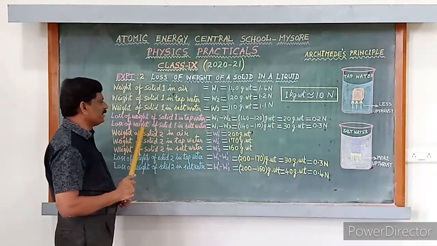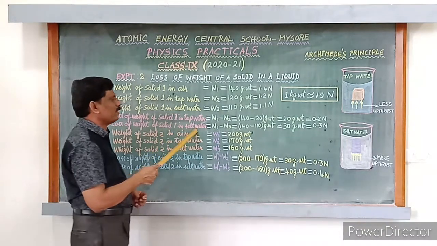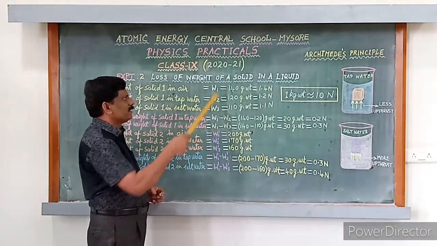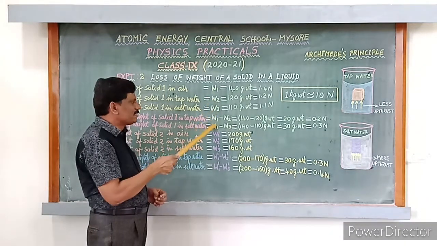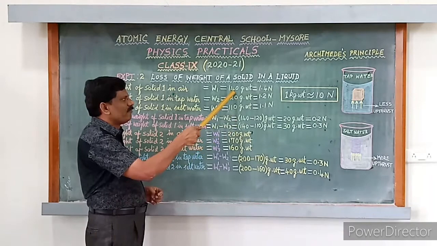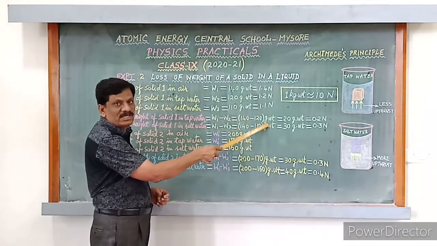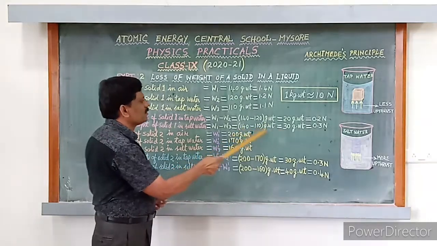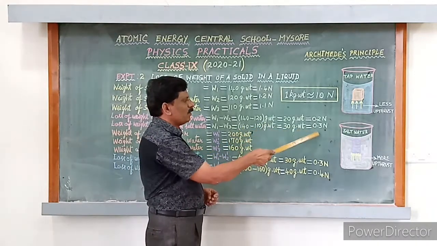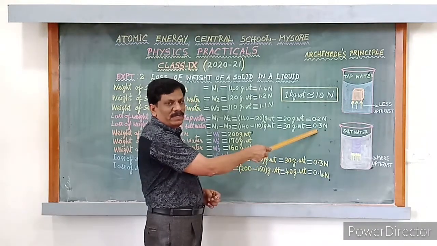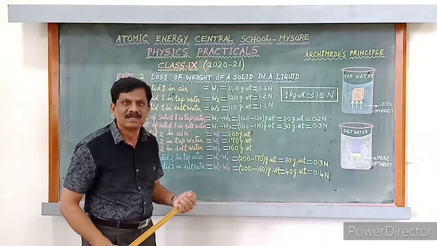Similarly, loss of weight of the solid one in salt water. So we have to subtract W1 minus W3. This difference is equal to 140 minus 110 in gram weight. So 140 minus 110 is how much? 30 gram weight. Corresponding value in Newton is how much? 0.3 Newton. Hope you must have understood.